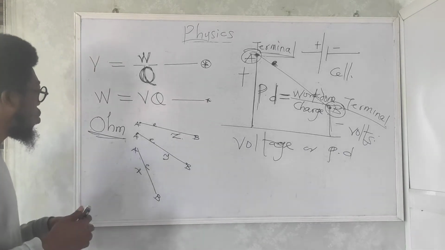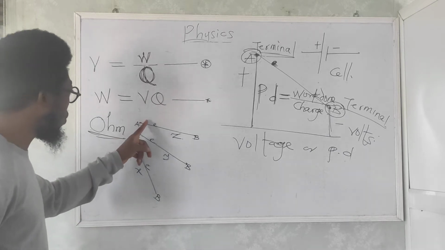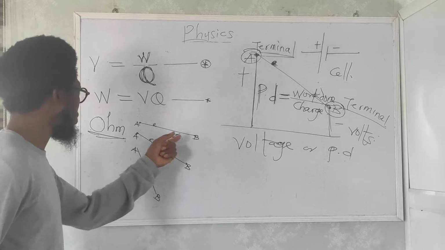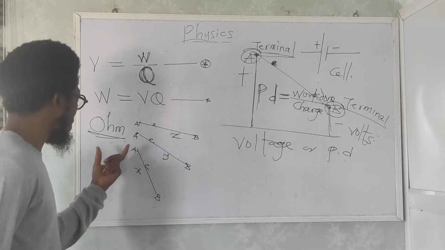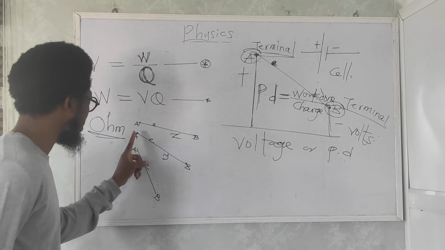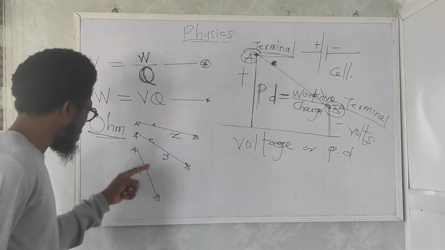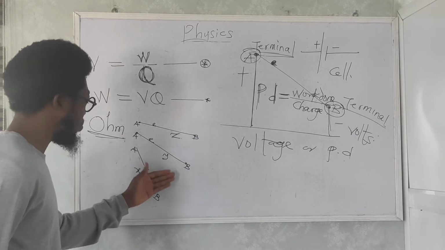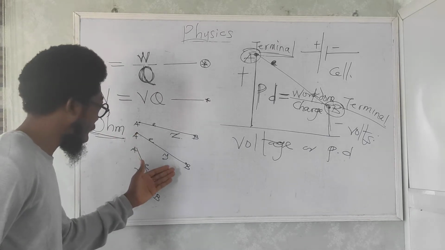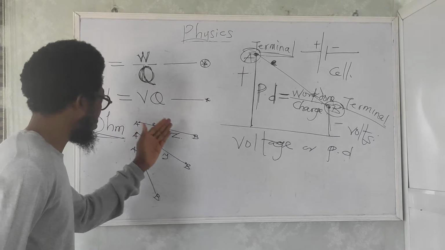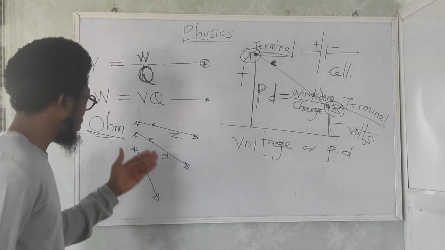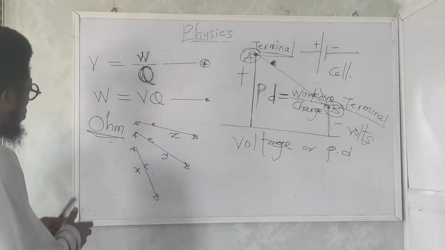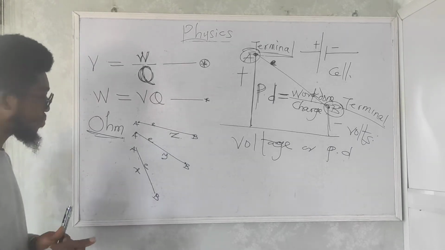According to Ohm, the flow here will only be determined by one factor. And what factor will the flow here depend on? It will depend on the potential difference. So you can see, the more the potential difference, the more the flow. The less the potential difference, the lesser the flow. So this is what we refer to as Ohm's law.